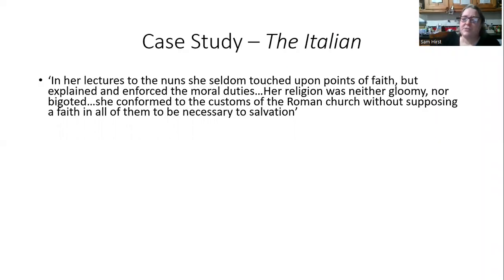So this is the description of the Mother Superior and how she runs this convent. "In her lectures to the nuns, she seldom touched upon points of faith, but explained and enforced the moral duties. Her religion was neither gloomy nor bigoted, and she conformed to the customs of the Roman Church without supposing a faith in all of them to be necessary to salvation." So how do we interpret this?